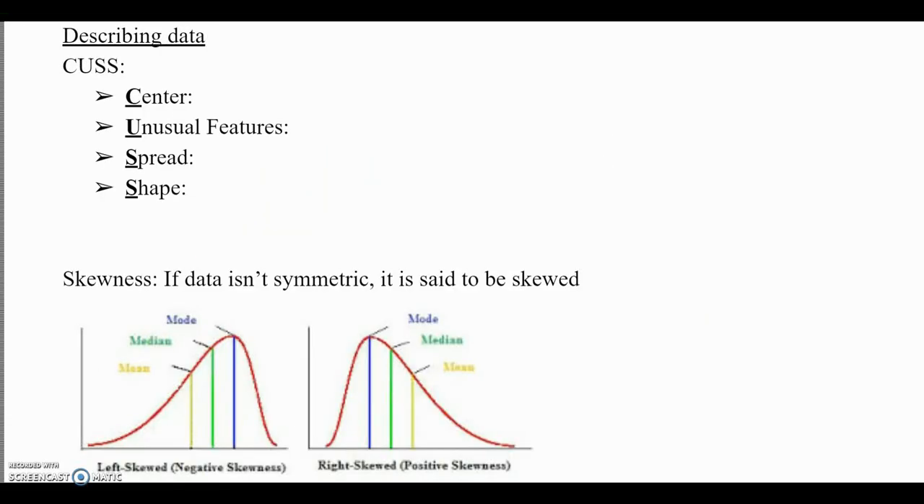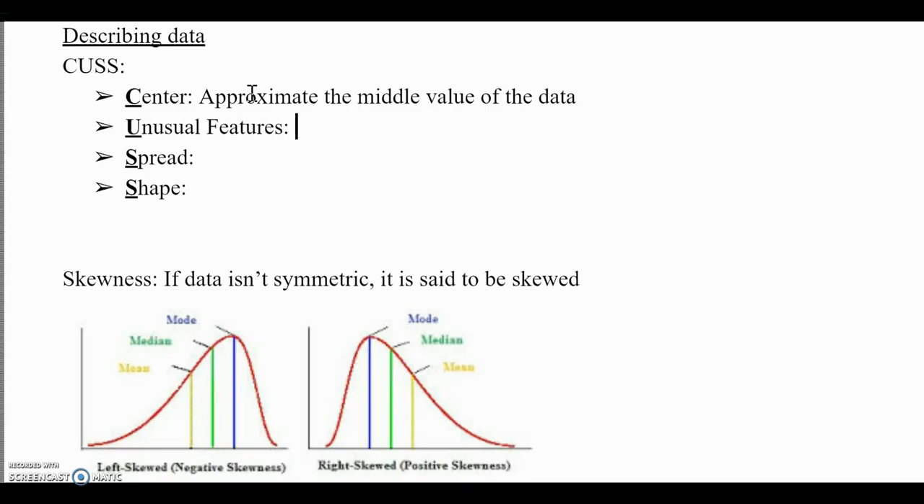Move into the realm of describing data. We're going to start with this, CUS. What does it mean? It just refers to the acronym of center, unusual features, spread, and shape. So when we talk about center, it just means approximate the middle value of the data.